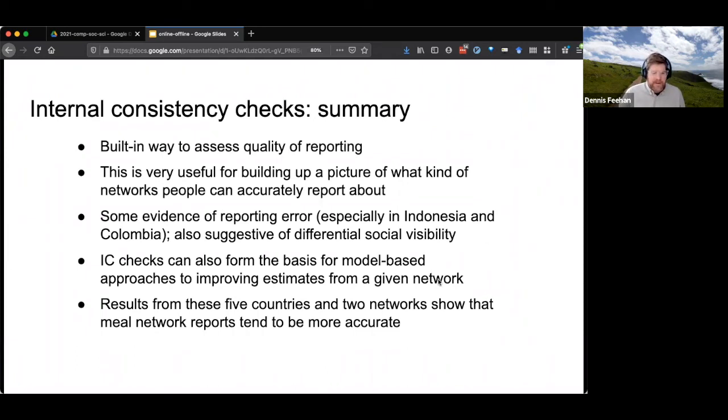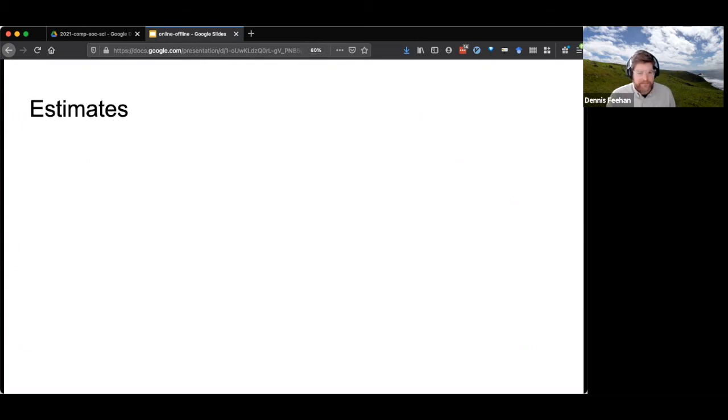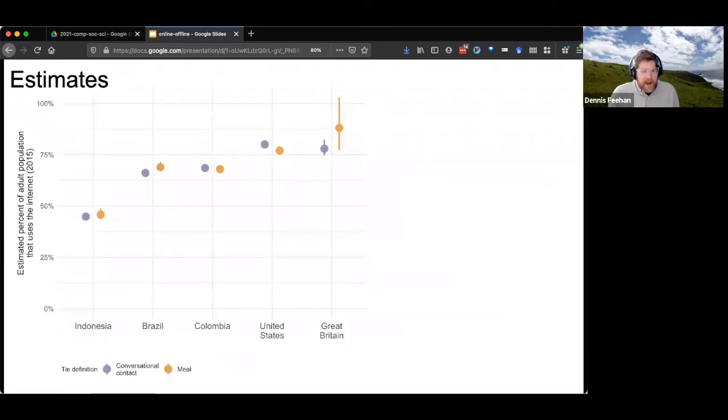And then more empirically, we see that at least from these 5 countries and 2 networks, it looks like the meal network is somewhat more accurate, at least for those 3 countries that I mentioned in the previous slide. Okay, so what are the actual estimates that we see here?